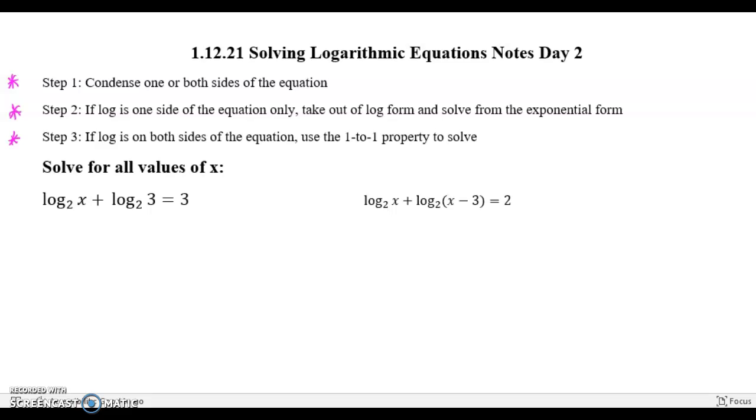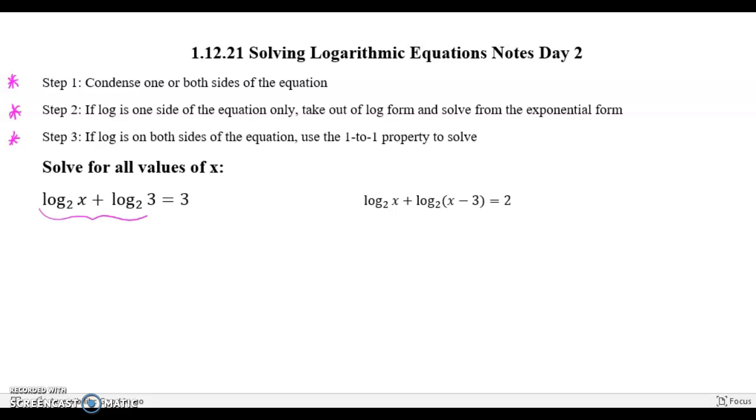Step 3, or the third scenario, if log is on both sides of the equation, then use the one-to-one property to solve. So here's an example. We have log base 2 of x plus log base 2 of 3 equals 3.